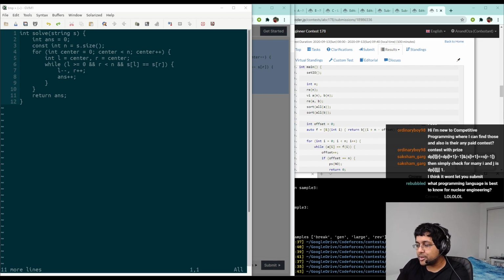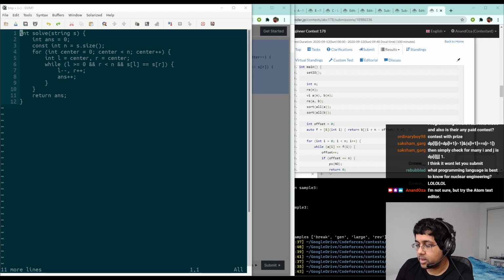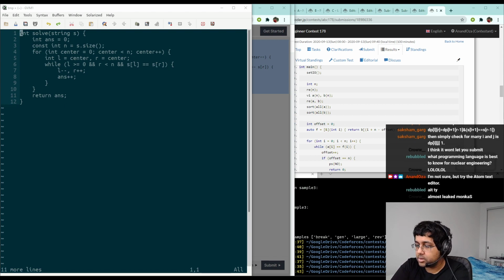What programming language is best to learn for nuclear engineering? I'm not sure, but try the Atom text editor. I think that one should be relevant. Also, sorry, if that wasn't clear, that was just a silly pun. I don't actually know anything about nuclear engineering.